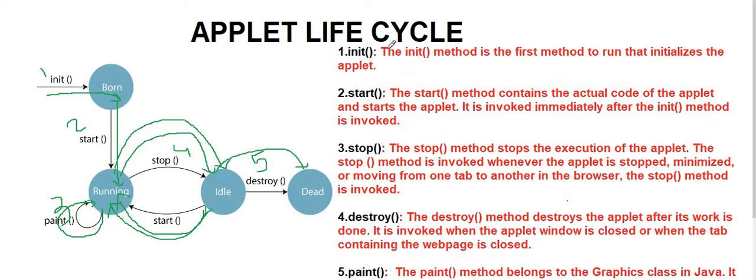As you can see, the init method is the first method to run, that initializes the applet. Then the start method contains the actual code. As I said, it contains the actual code of the applet and starts the applet. It is invoked immediately after the init method is invoked. Then stop. The stop method stops the execution of the applet. The stop method is invoked whenever the applet is stopped, minimized, or moving from one tab to another in the browser, as I have already explained earlier.